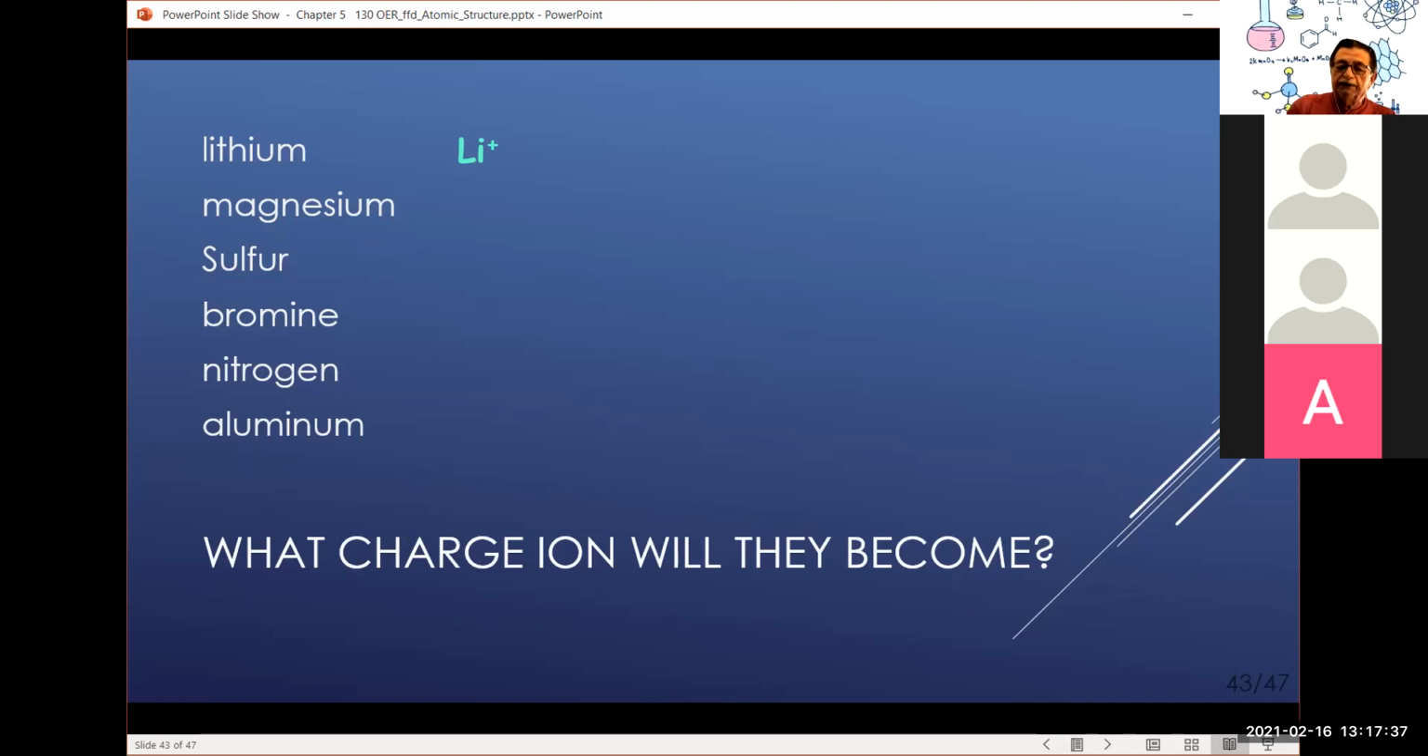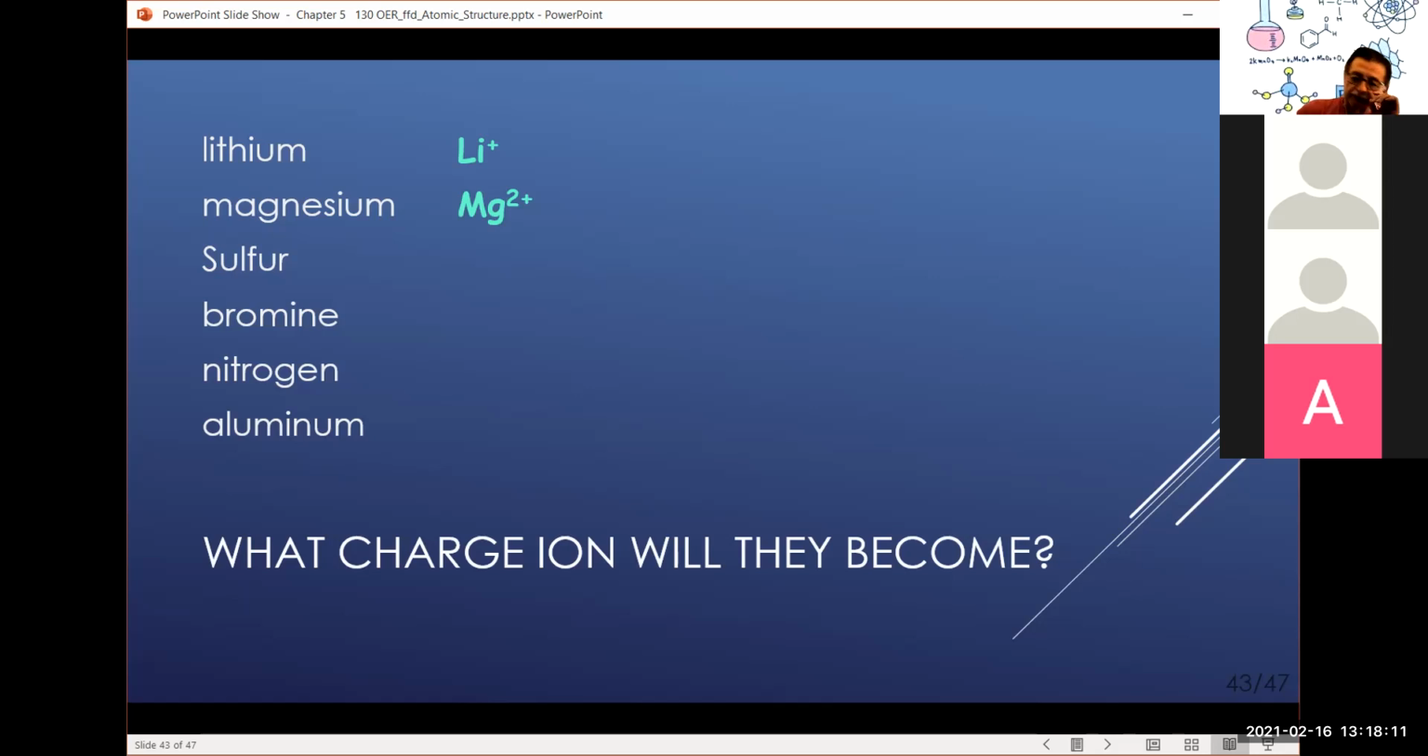Magnesium, similar scenario. Take a systematic approach to each one until such point in time you become comfortable with it. Magnesium, point 1, it's a metal. Second point, determine what group it's in. It's a 2A element, which tells you it has 2 valence electrons. It's a metal, so it's going to lose those 2 valence electrons, which tells you the charge would be +2.